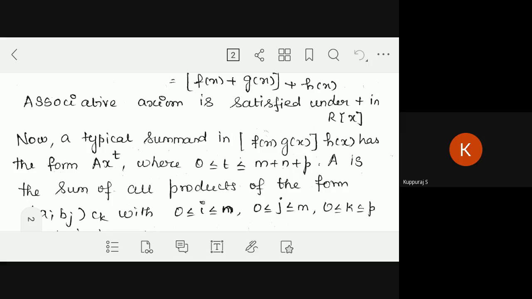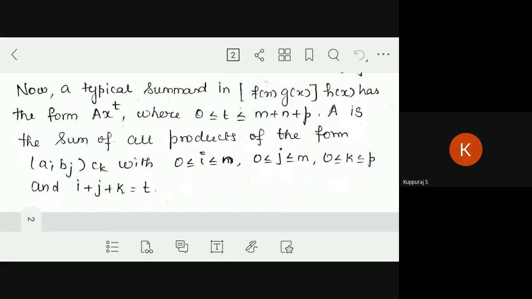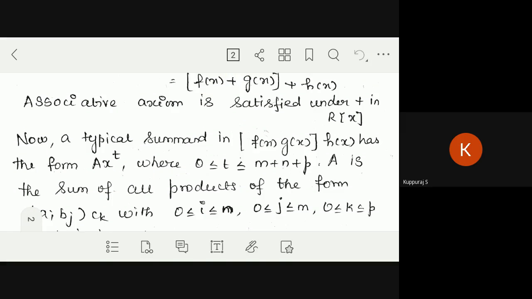Since there are three polynomials n, m and p, without working out the multiplication we directly say the product is A x power t. Your t lies between 0 to m plus n plus p, the degrees of all the polynomials, and A is nothing but the sum of all products. I take the total sum of all the products as capital A. So it is of the form ai bj into ck. Okay, right? So this is for f of x, g of x into h of x.